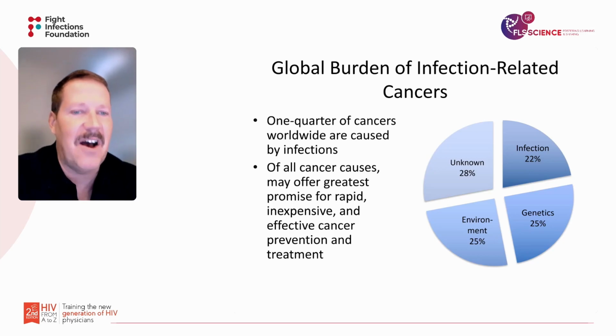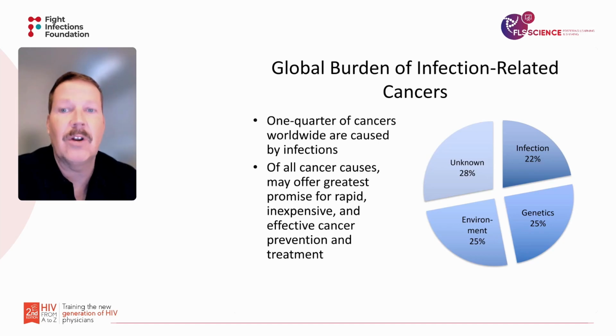quarter roughly caused by having a genetic factor that's been identified, another quarter with an environmental factor, perhaps like tobacco as a cause, and then again another quarter roughly that we don't really yet have a clear etiology for that cancer. But I think the infection-related cancers are important, particularly in our population of people living with HIV, because it may lend itself to the use of vaccines or other treatments to prevent and treat these cancers.